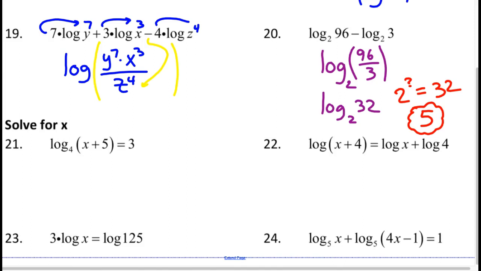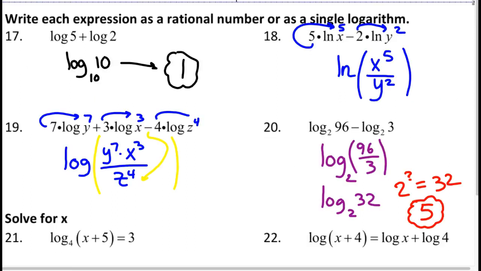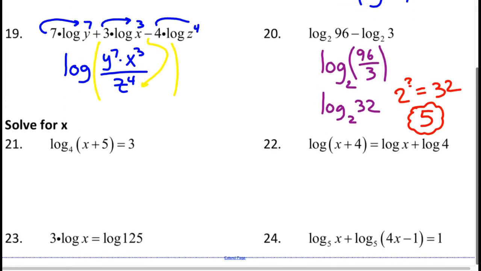Next we got log. We got some equations to solve. This would be probably a no calculator. Or no, well, let's see here. Might be a calculator or no calculator. Let me check. Next page is calculator. So this would be no calculator stuff still. So no calculator on these.